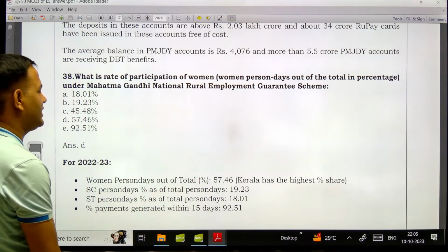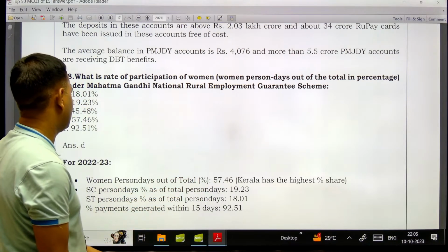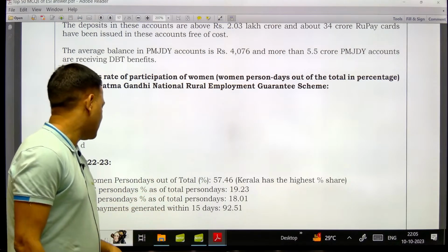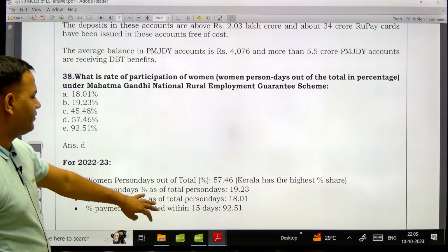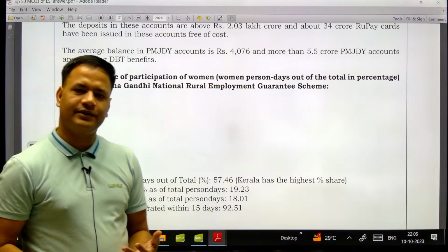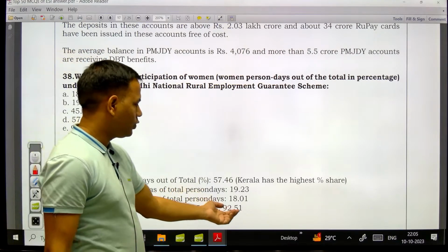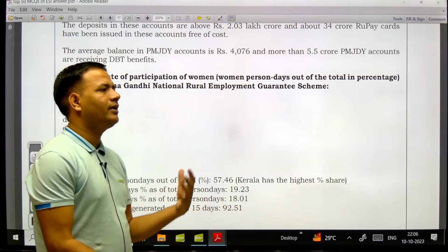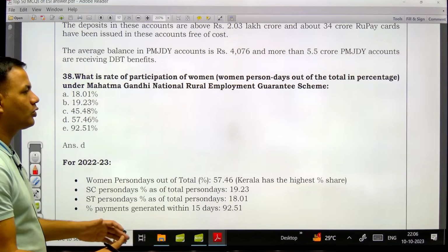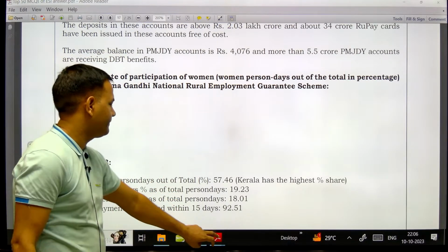Kerala has the highest share. SC percentage is 19.23%. For ST it is 18%. Percentage of payments generated within 15 days: the MGNREGA scheme guideline is that payment must be made within 15 days, and in 92.5% of cases, 92.5% of total payments have been made within 15 days.